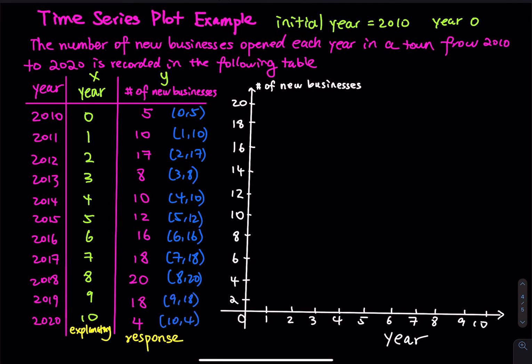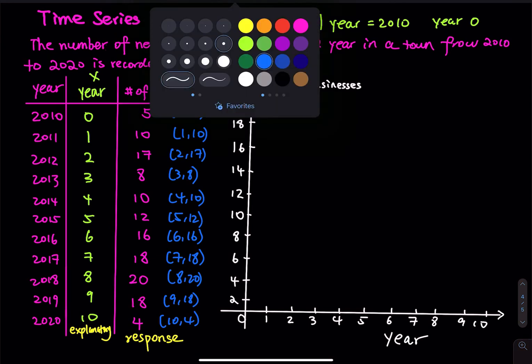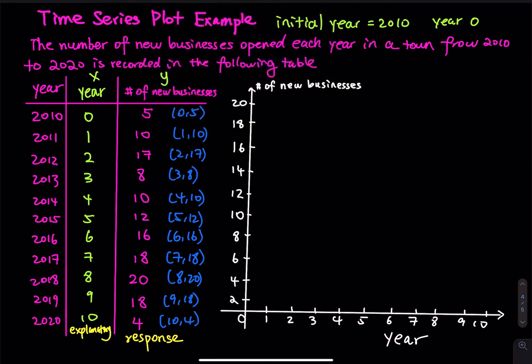All right, when x is equal to 0, y is equal to 5. Let's go to the first point. x equals 0, y equals 5. So that is around right here, right? x equals 0, y equals 5. x equals 1, y equals 10. x equals 2, y equals 17. x equals 3, y equals 8. And then x equals 4, y equals 10. x equals 5, y equals 12.